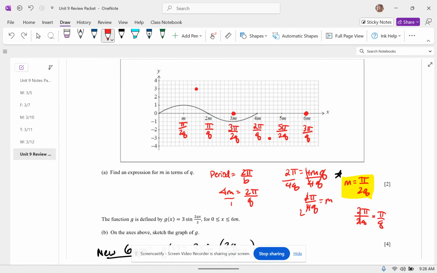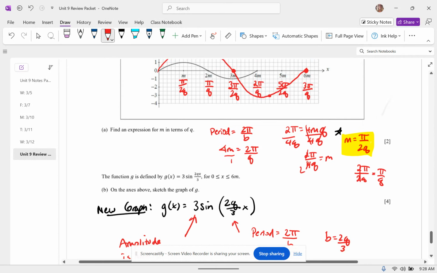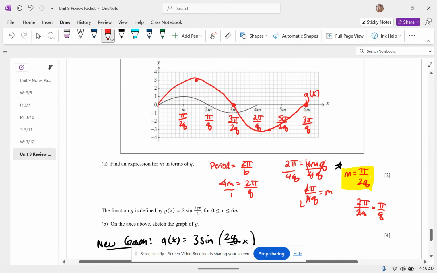Okay, so this is my new graph. Oh, no, sorry, that's terrible. This is my new graph. My hand is sticking to the board. Okay, let's label it: g of x equals 3 sine of 2q over 3 x.